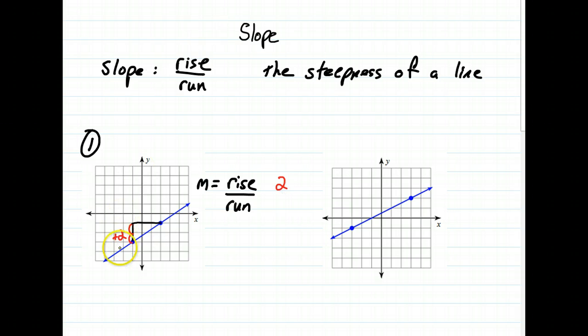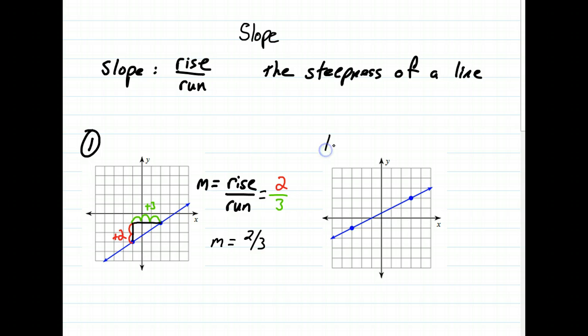And then now we'll look at the run from where I left off. 1, 2, 3, so I went to the right 3, and that's positive. Going up is positive, going to the right is positive. So I get a slope of 2/3. So that means our line is going up. Anytime you have a positive slope, your line goes up. If you have a negative slope, your line would go down.